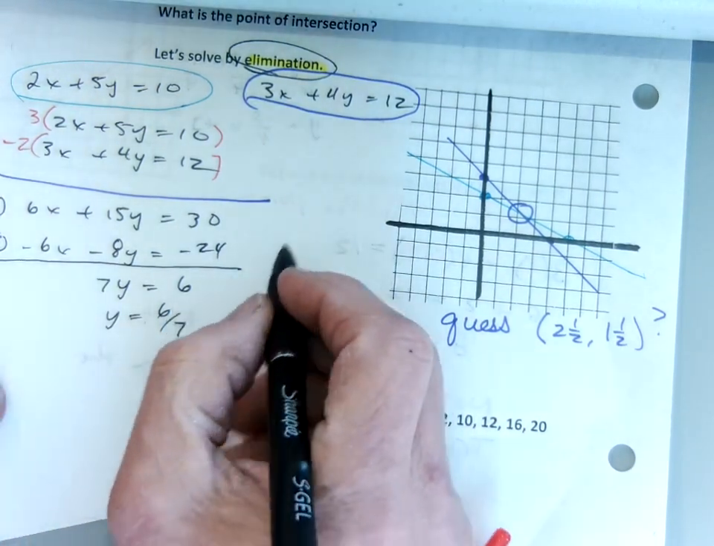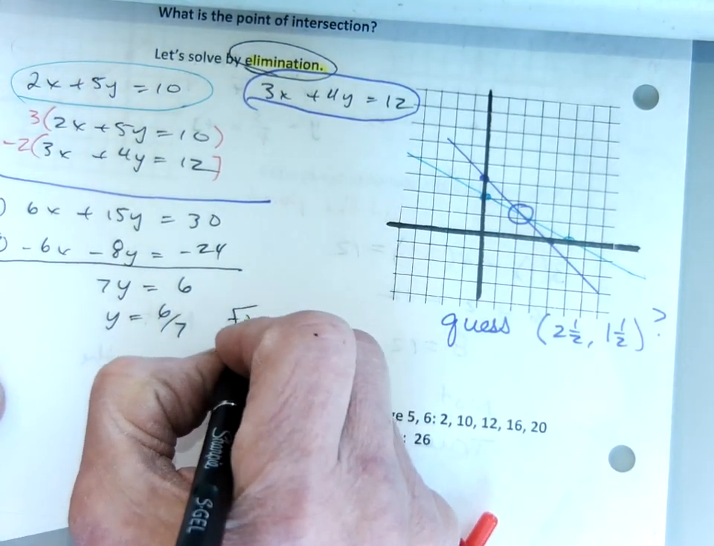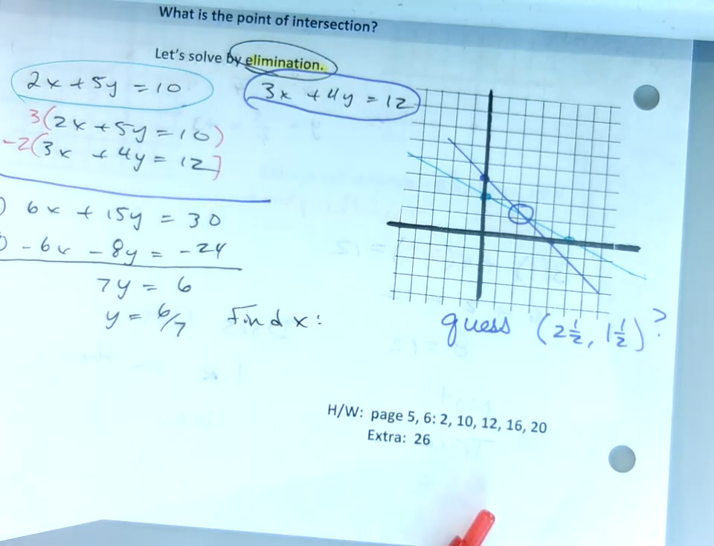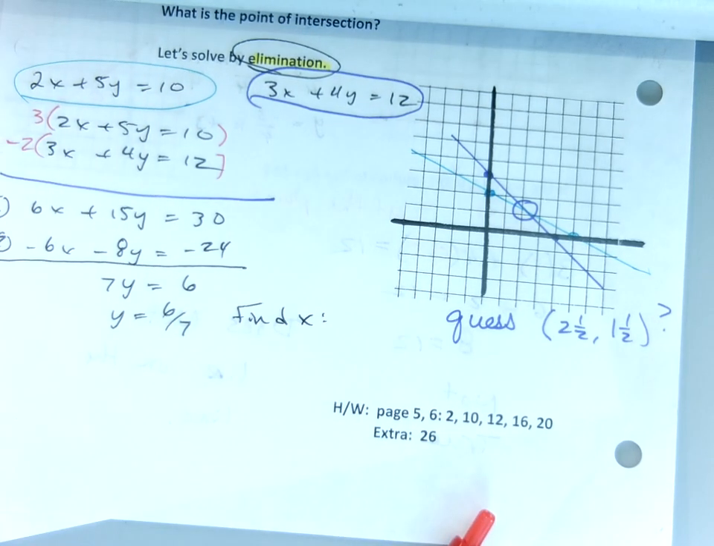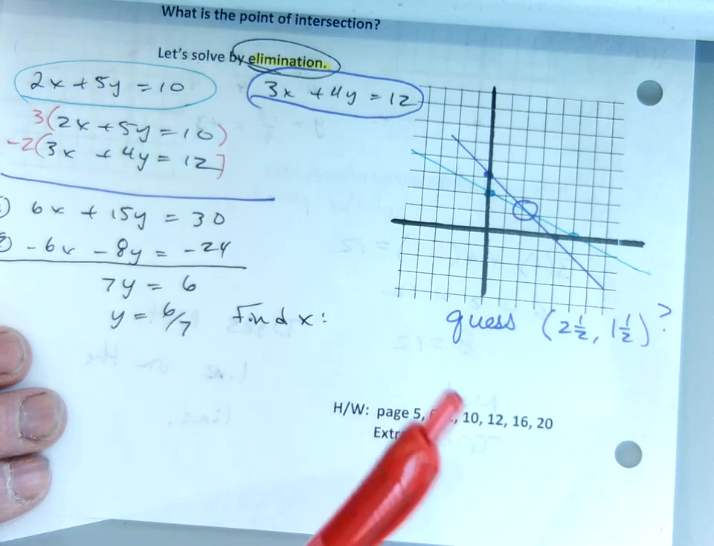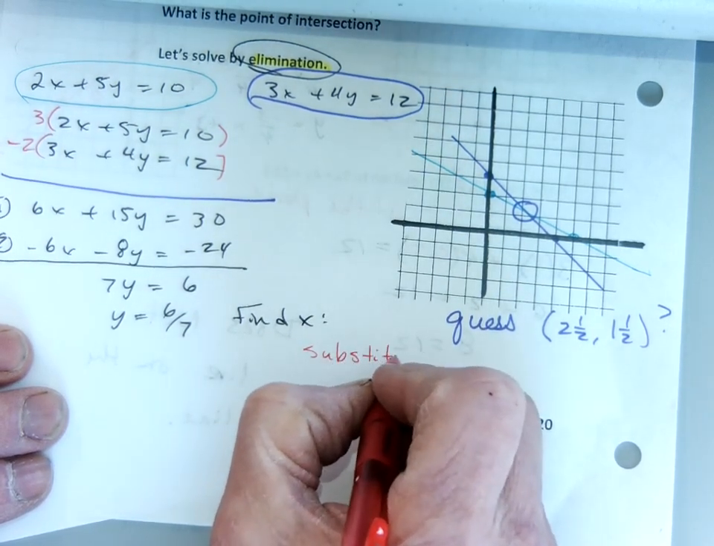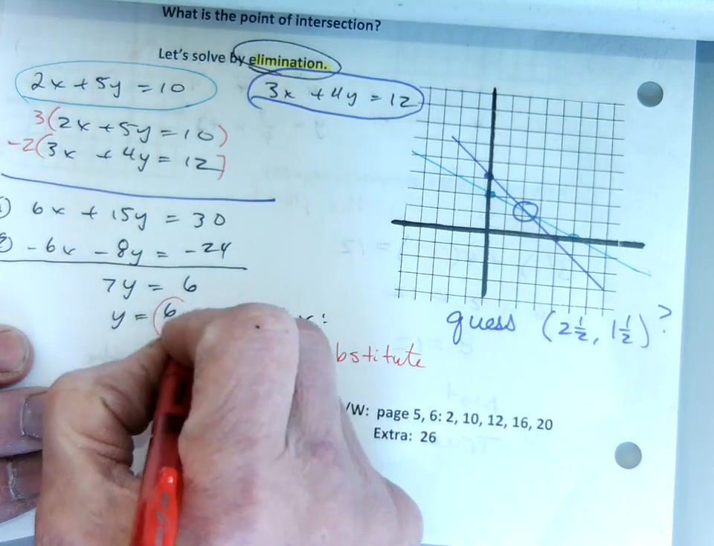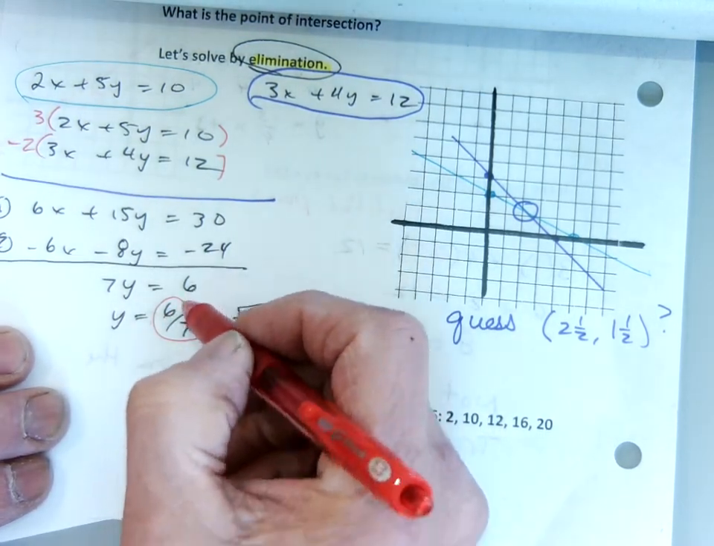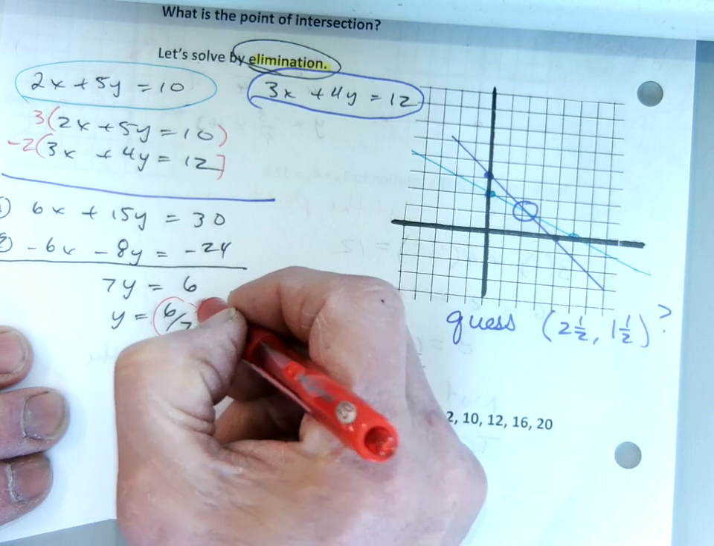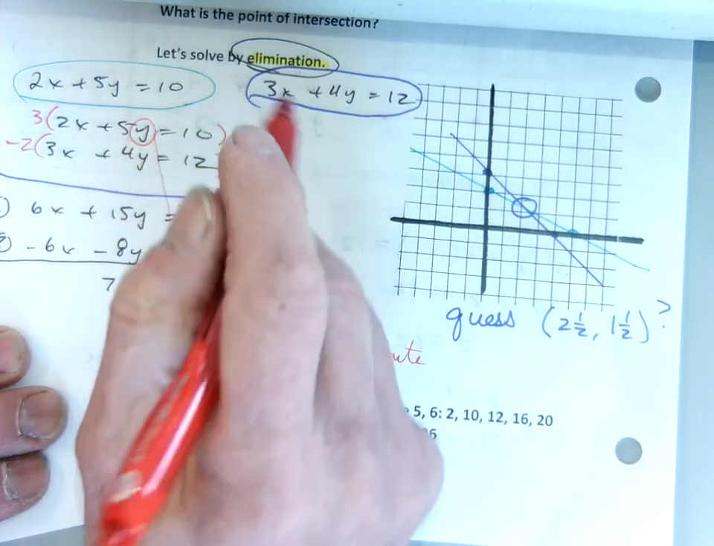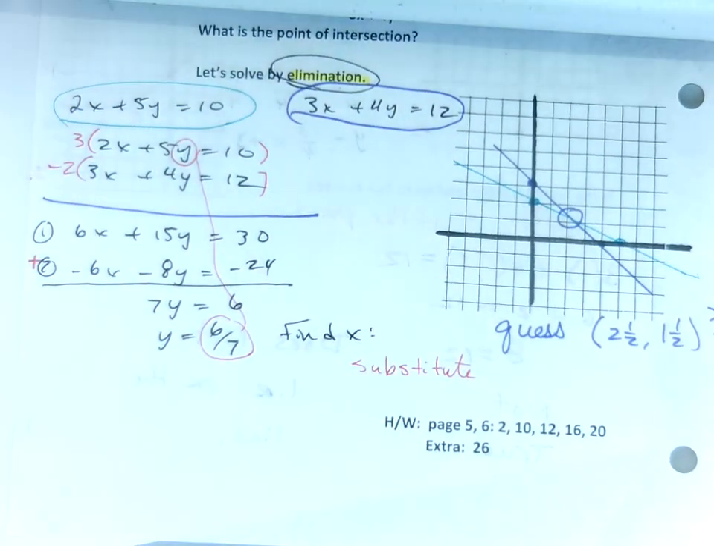So now I also want to find x. Let's find x, and so I will substitute. I'm going to take my 6/7 and maybe I'll plug it into equation 1. You can plug it into either equation. I just picked that one because it looked easier, okay? So I'm going to take equation 1 again.